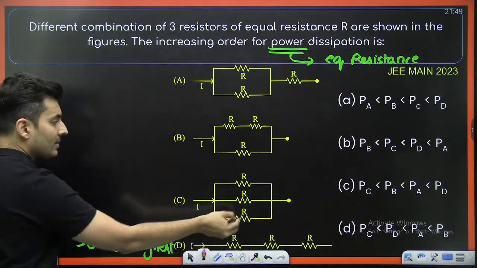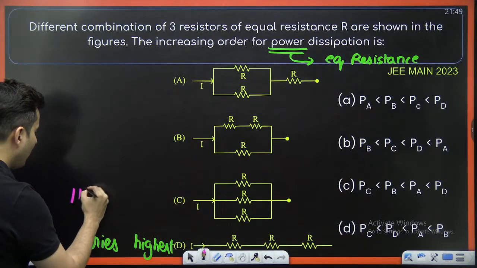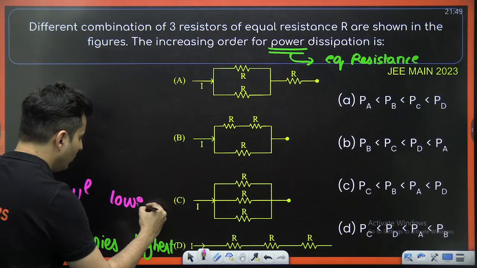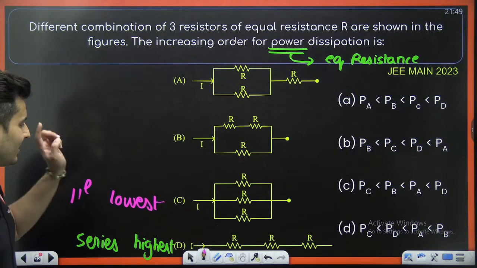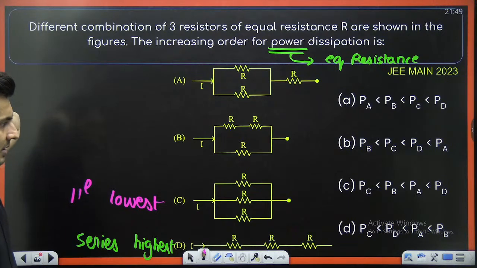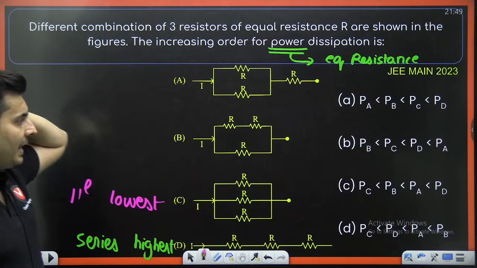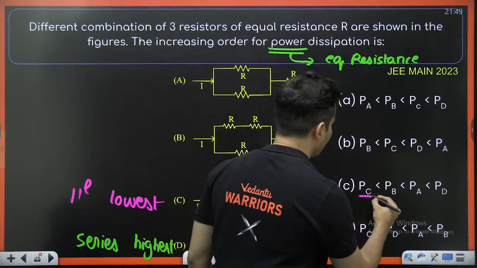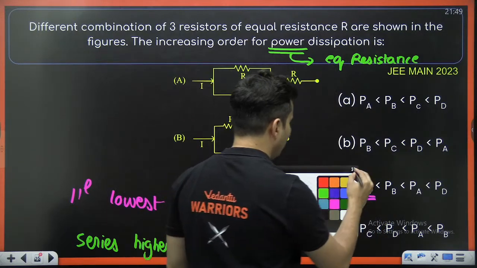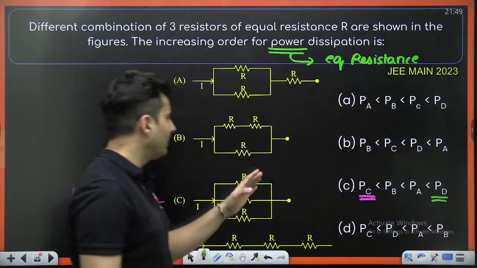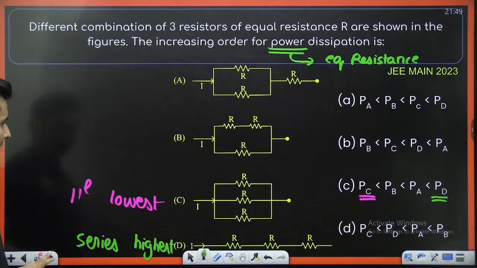If you look at this, it is completely in parallel. So in parallel, you always get the lowest resistance. So C will be lowest, D will be highest. I can see only one such option like that, where C is the lowest and D is the highest. I don't even have to compare the other two. I directly can mark it as option C.